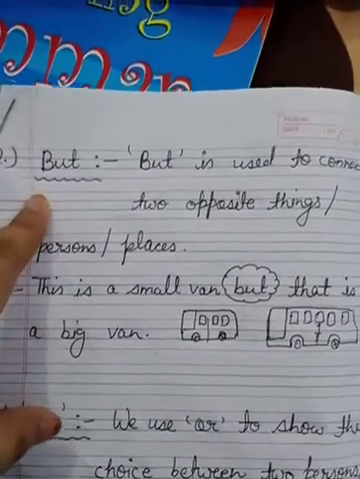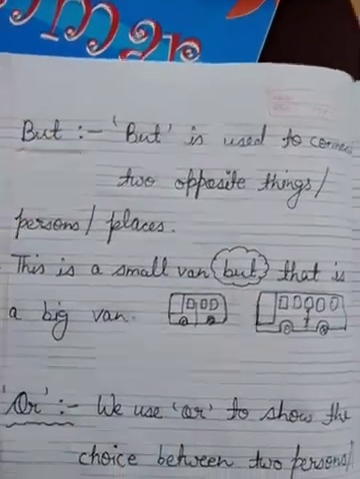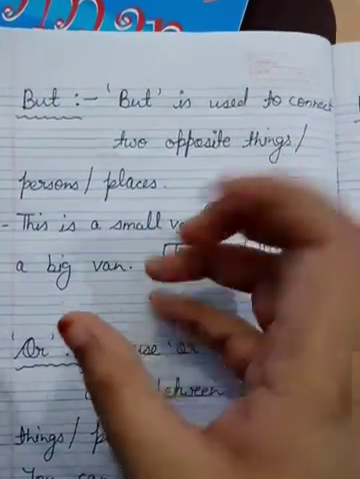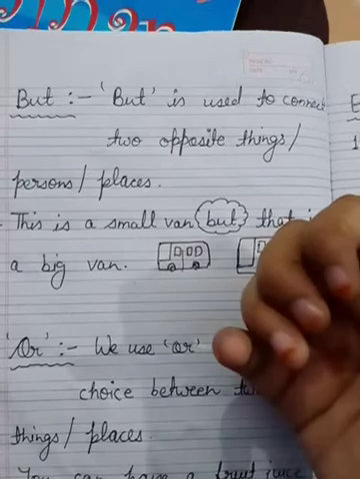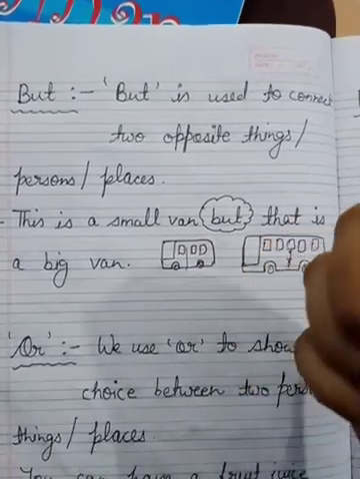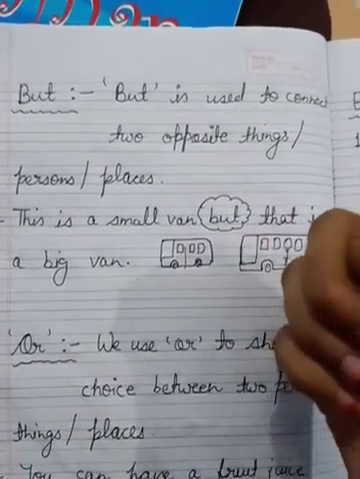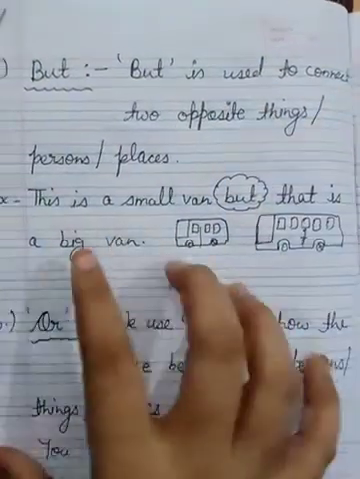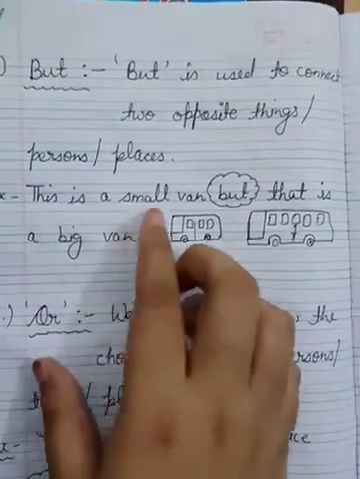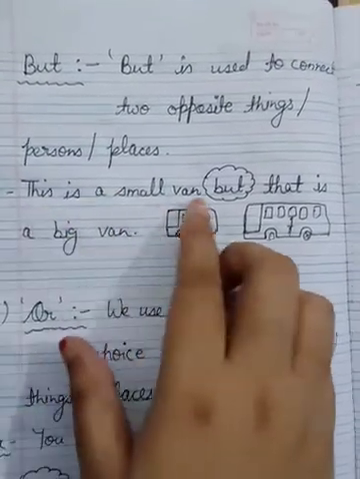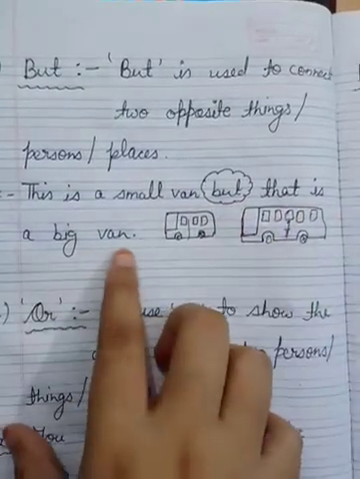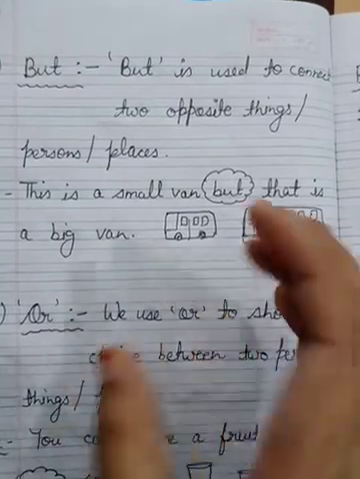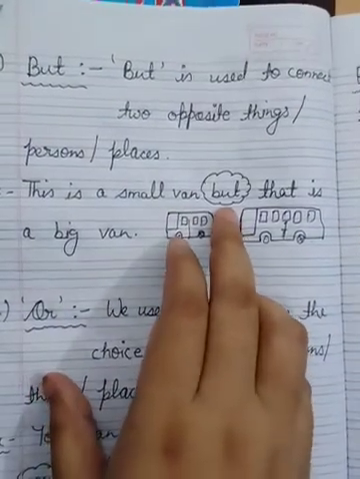So we can join the sentence or word with the help of but also. So but is used to connect two opposite things, where opposite ideas, things, persons or places are there, then we will add the sentence or word with the help of but. So suppose the example is, this is a small van, but that is a big van. So there is an opposite thing, small van and big van, so we will add here with but.